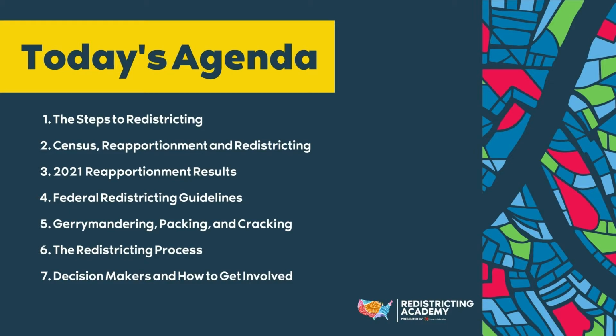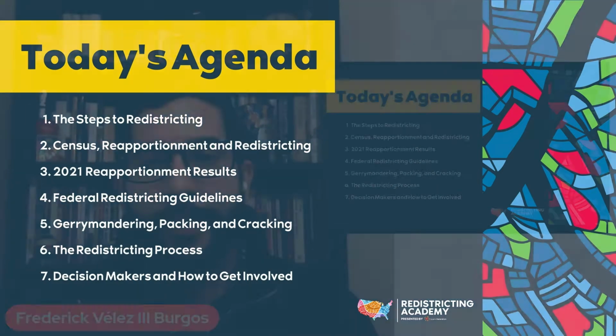We will be talking today about a lot of topics, but our main objective will be to learn what redistricting is, how it's tied to the census, what the reapportionment process is, and basically how the reapportionment results and the federal redistricting guidelines shape the redistricting process. But most importantly, we're going to learn what you can do to get involved, because that's important.